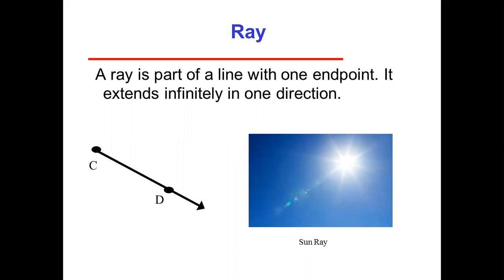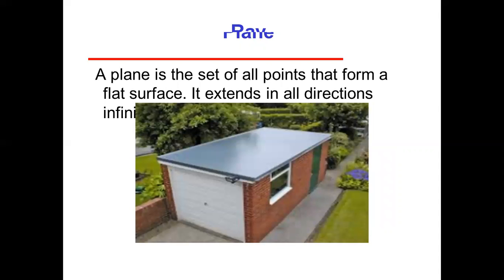So a ray is a part of a line, again, with one endpoint. What is the difference between the segment and the ray? A segment has two endpoints, but a ray has only one endpoint. Initially it starts from a fixed point, and then we can extend in one direction infinitely. So a ray is a part of the line with one endpoint. It extends infinitely in one direction. So this is the difference between the line segment and the ray.